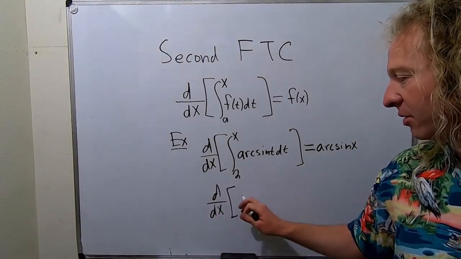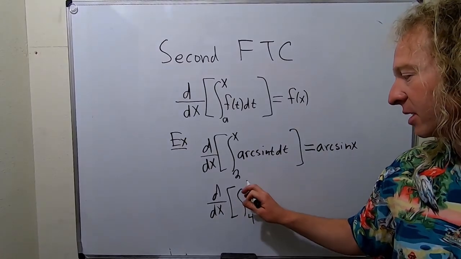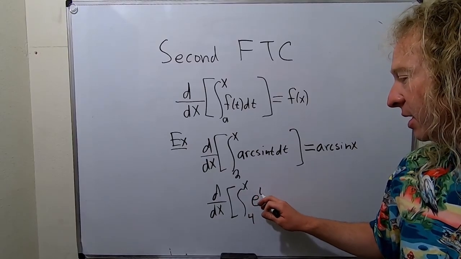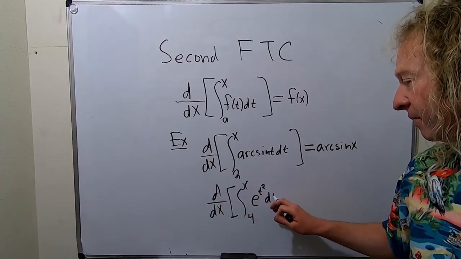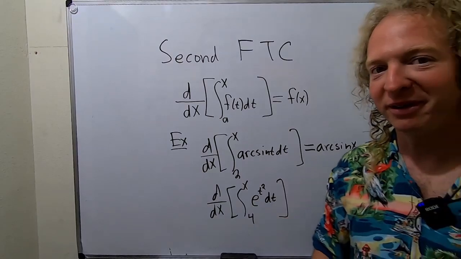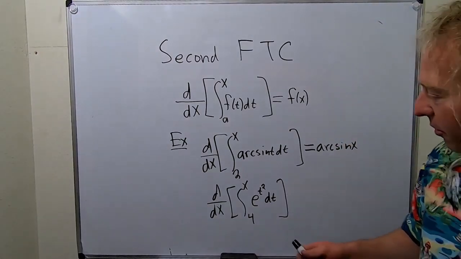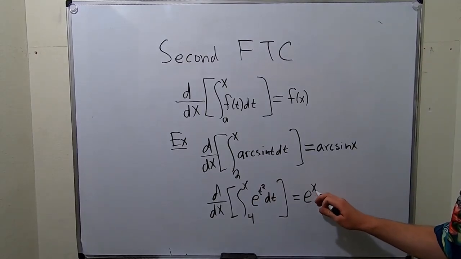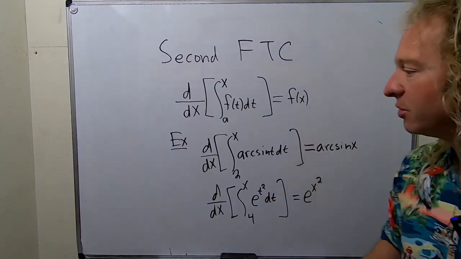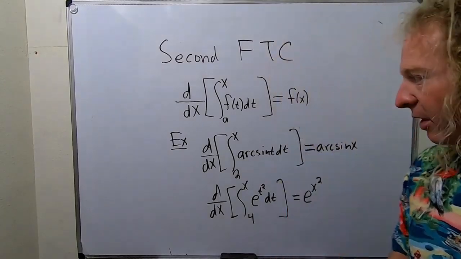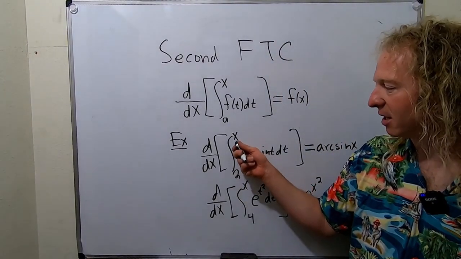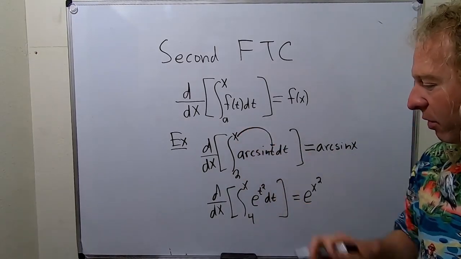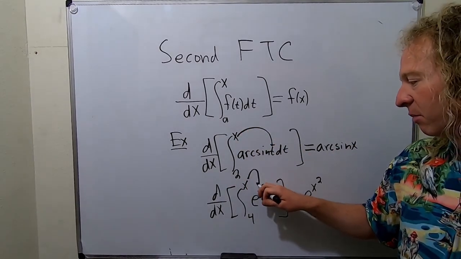Let's do one more so you see how simple it is. d dx, let's do 4, let's put an x here, and let's put e to the t squared dt. That's a fun one. Same thing: all you do is take the x and put it where the t is. So this will be e to the x squared. That's how you use the second fundamental theorem of calculus. Whenever you have a number here and an x, and you take the derivative and it's set up just like this, you just take the x and put it where the t is.